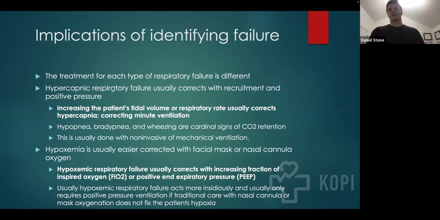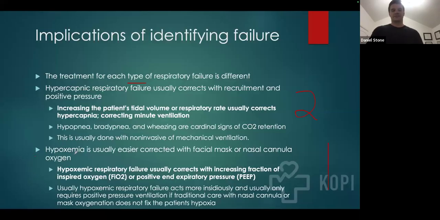So each type of respiratory failure is different to treat. When I talk about hypercapnic respiratory failure, we're going to talk about two types, and I'll have a table for you later. And type 1, hypoxemic. We'll talk a little bit about hypoxemic.